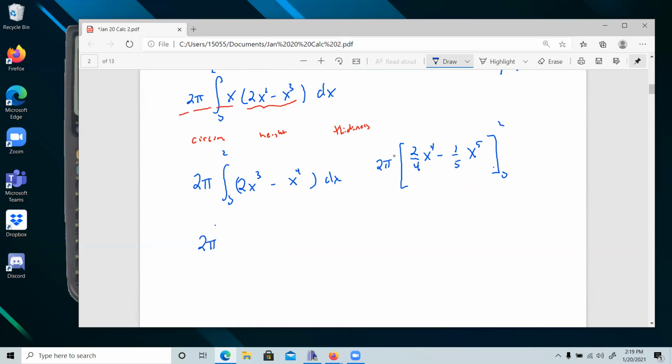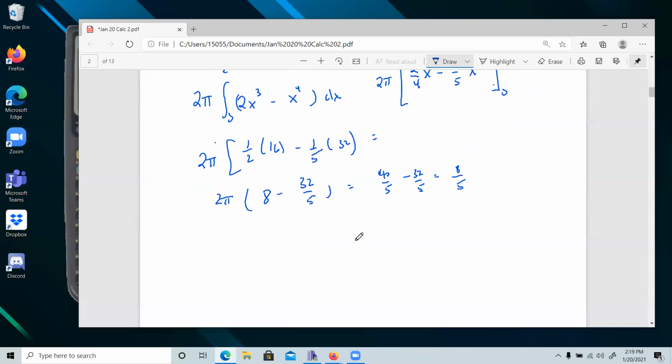Okay, so it's 2 pi times 1/2 times 2 to the fourth, which is 16, minus 1/5 times 2 to the fifth, which is 32. So that's 8 minus 32 over 5. 8 is 40 over 5, minus 32 over 5, so that should give me 8 over 5. So this volume would be 16 pi over 5.